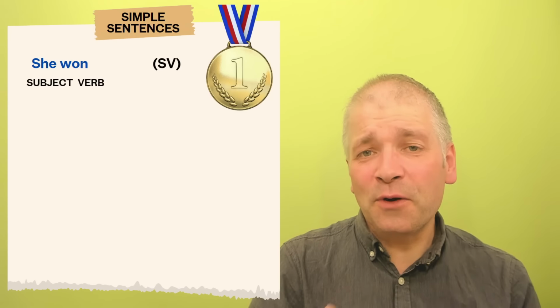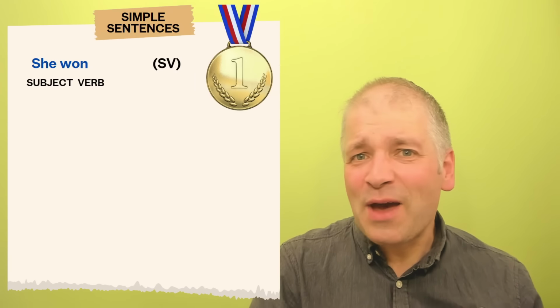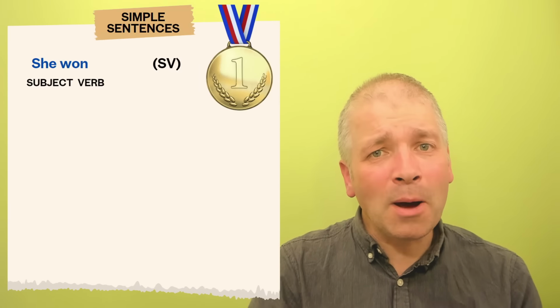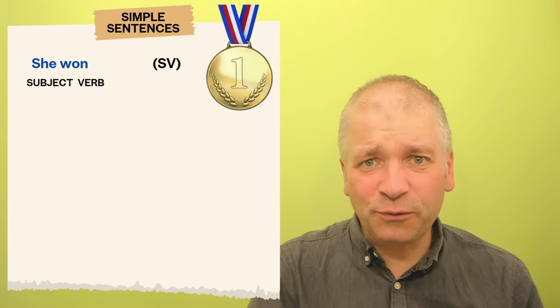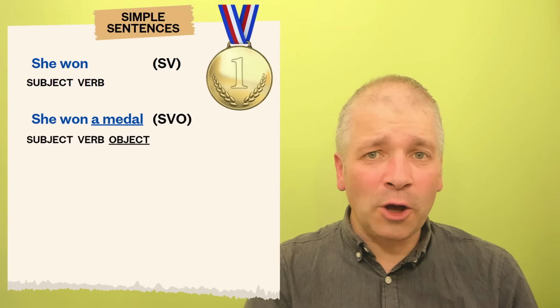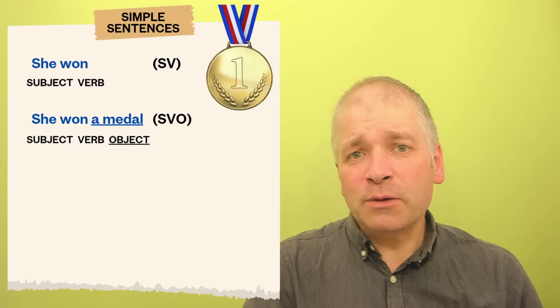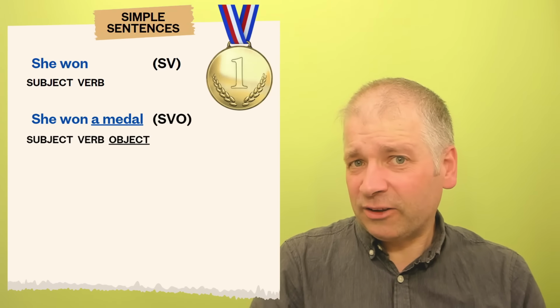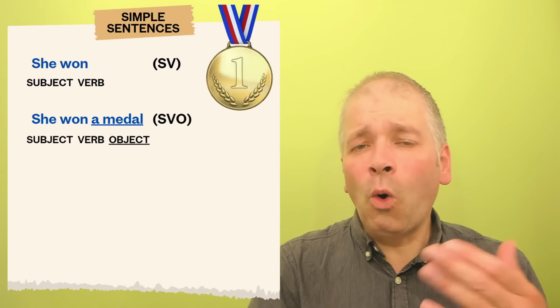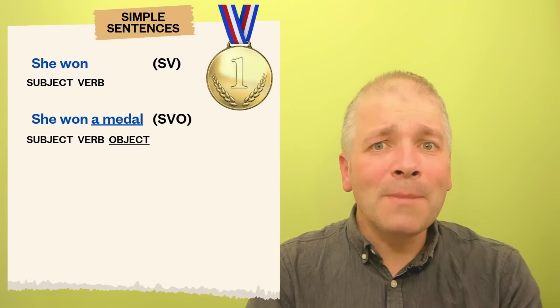She won. This has a subject and a verb. Some verbs don't have anything after them, and this is all we have, subject and verb. But most verbs require something to follow them. For example, she won a medal: subject, verb, object. Here, the subject does an activity. The activity is won, and then the activity affects the object. What did she win? She won a medal.